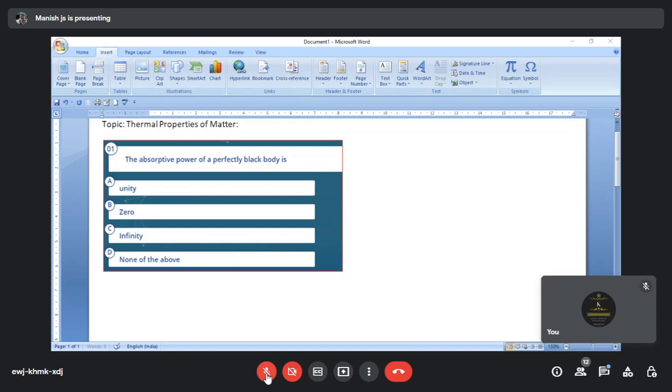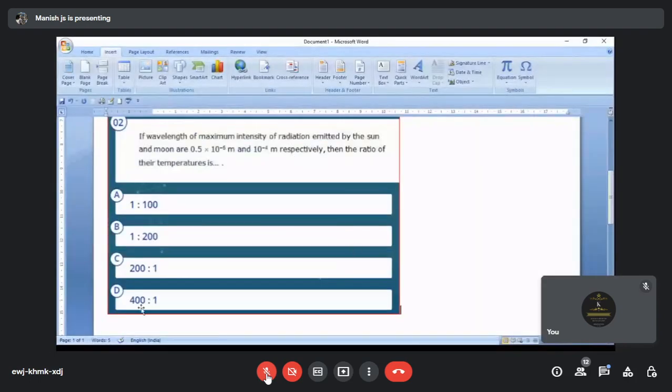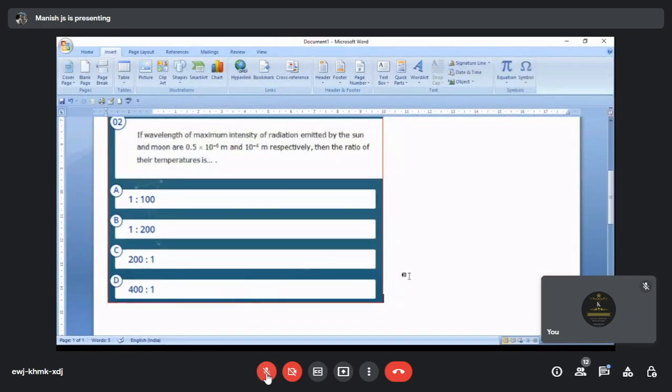Second question, this you need to work out and tell. Please don't take a guess. This question needs to be worked out. Second question. If the wavelength of maximum intensity of radiation emitted by the sun and moon are 5 into 10 power minus 6, that is 0.5 micrometers, and 10 power minus 4 meters respectively, then find out the ratio of temperature.